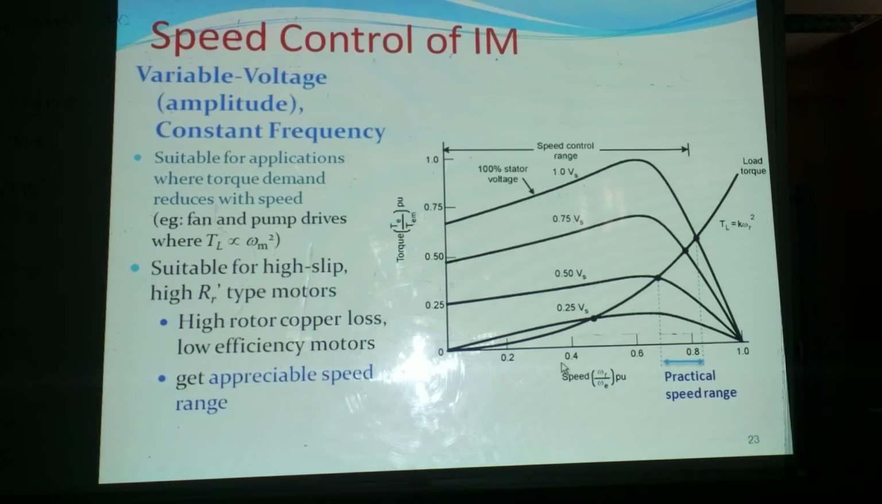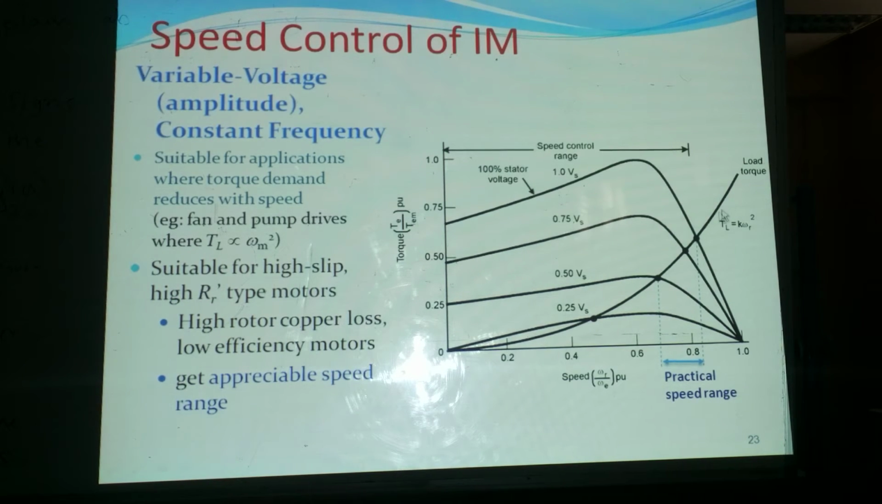Here you can see speed torque characteristics. This is torque per unit, this is speed per unit value. Here 1 means synchronous speed, here 1 means maximum torque, here 1 means rated supply voltage. This is the speed torque characteristic for rated supply voltage, and this is for 75% of the rated supply voltage, and this is for 50% of supply voltage, and this is the speed torque characteristics for 25% of the supply voltage.